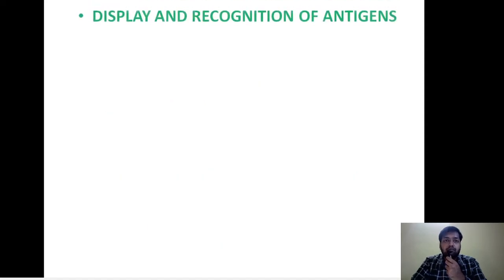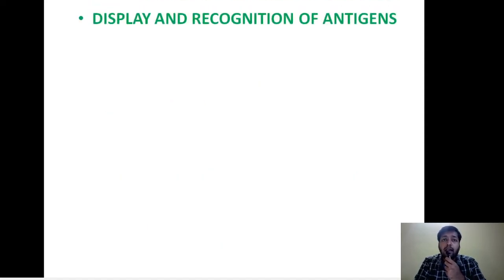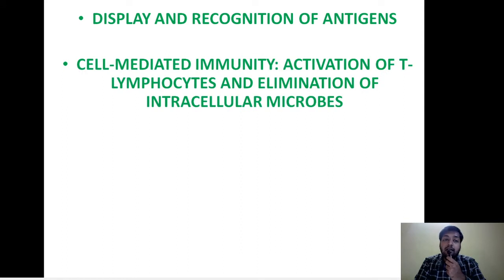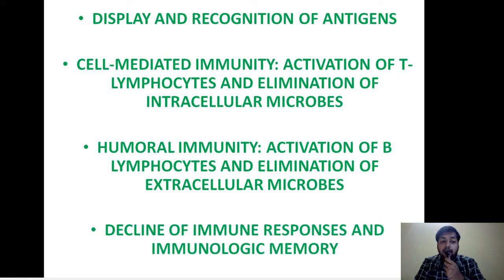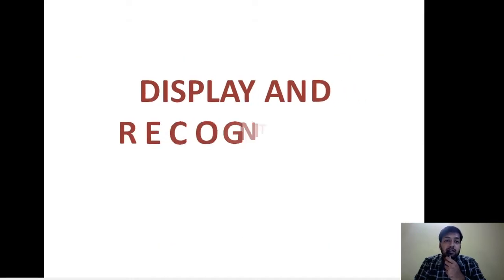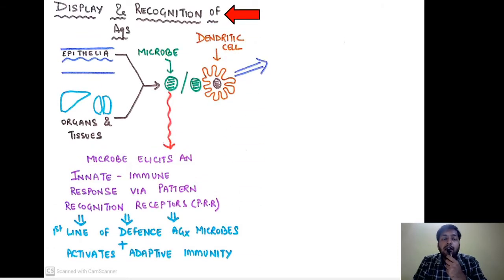Okay, so there are four important legs to today's lecture. Number one is the display and recognition of antigen. Number two is the cell-mediated immunity, the activation of the T lymphocytes and elimination of intracellular microbes. Then we have the humoral immunity, the activation of the B lymphocytes and elimination of extracellular microbes. And lastly, the decline of the immune response and immunological memory. So first, the display and the recognition of antigens. Number one, we are going to deal with this.